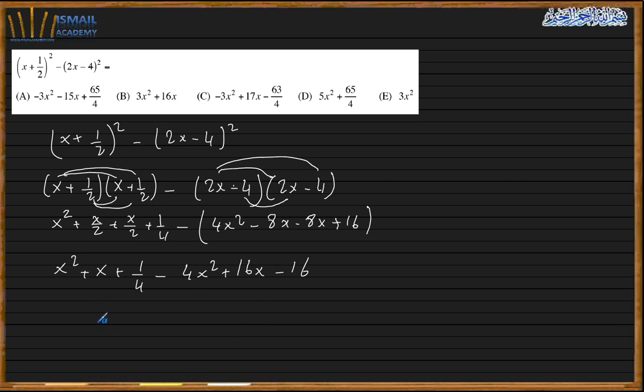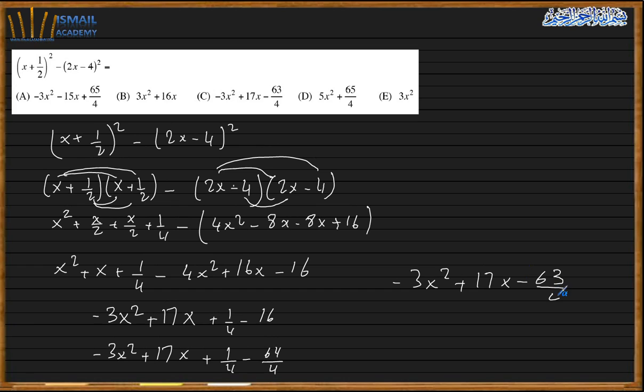Now I just combine like terms, so x squared minus 4x squared is minus 3x squared. x plus 16x is 17x, and we have 1/4 minus 16. So here I make the common denominator, which is 4. So here it will be plus 1 over 4 minus 64 over 4, which is minus 63 over 4. And this will be C.